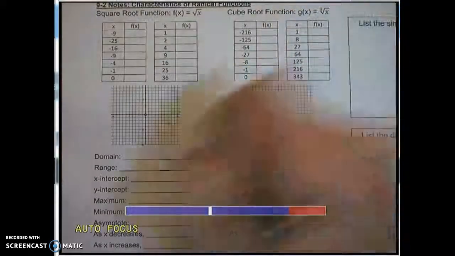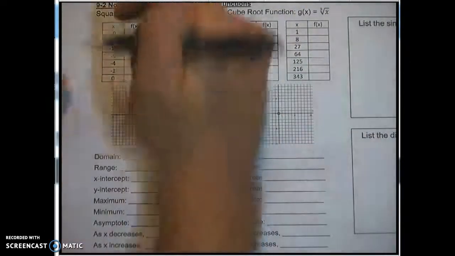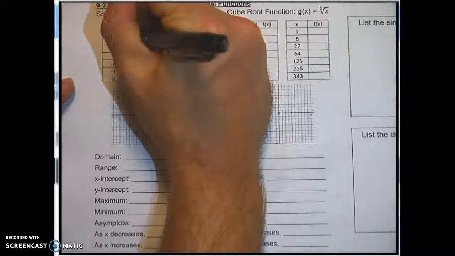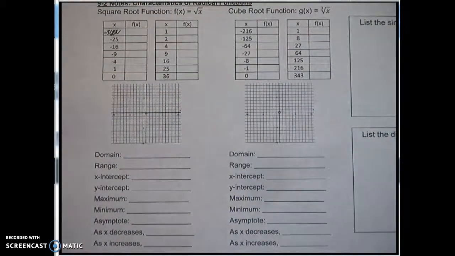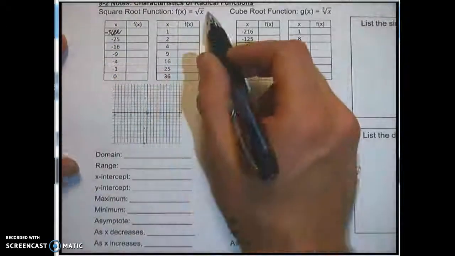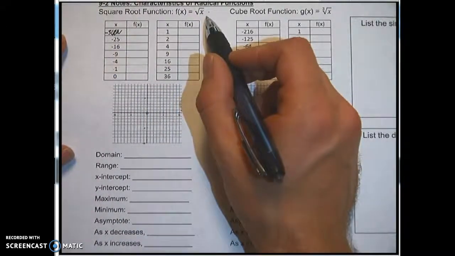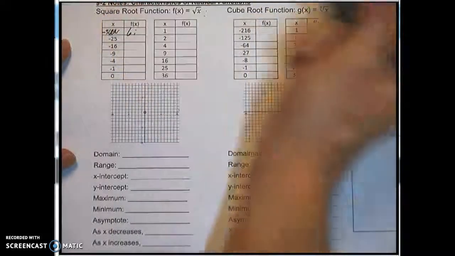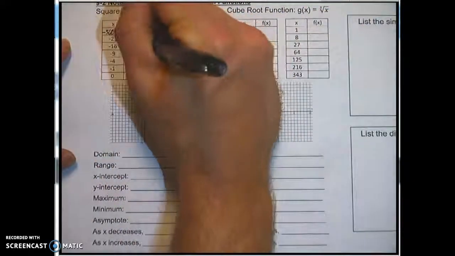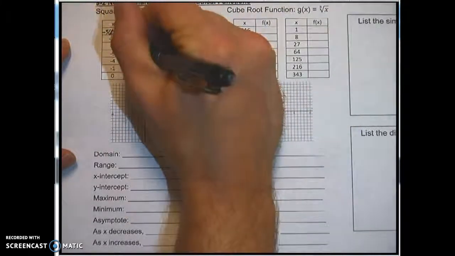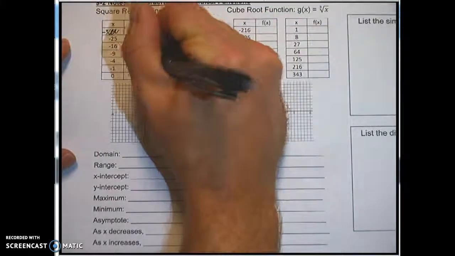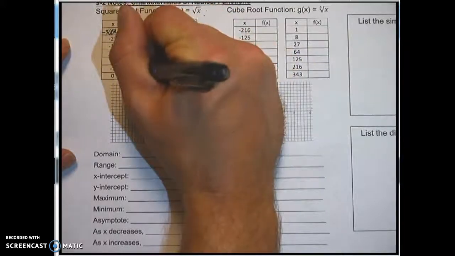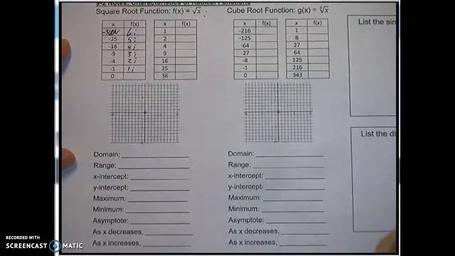I want to start with the square root function, and I want to fill in a table. I'm going to change this to negative 36 real quick. The easiest way to fill in a table is to simply plug the x into the function here. So the square root of negative 36, hopefully you remember, is 6i. The square root of negative 25 is 5i. The square root of negative 16 is 4i, 3i, 2i, 1i, or just i if you prefer.